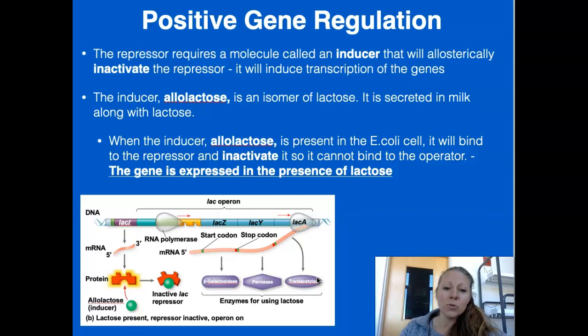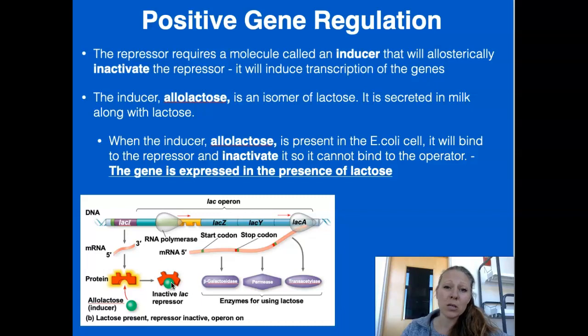So when the inducer, allolactose, is present, it's going to bind right here. And so allolactose is found in milk. It's found in a very low concentration. It's an isomer of lactose. And that is what is going to bind to the protein.